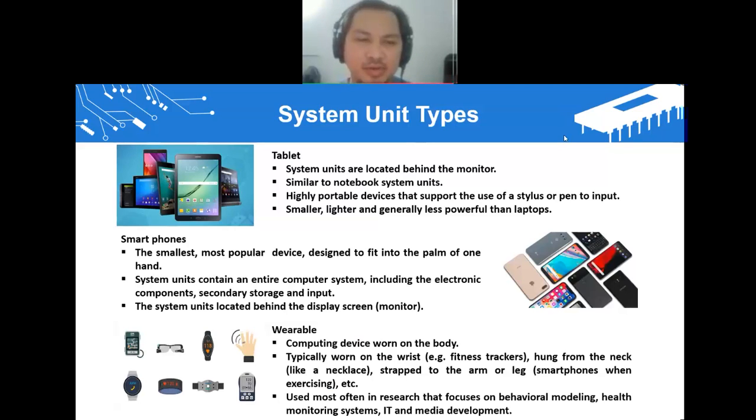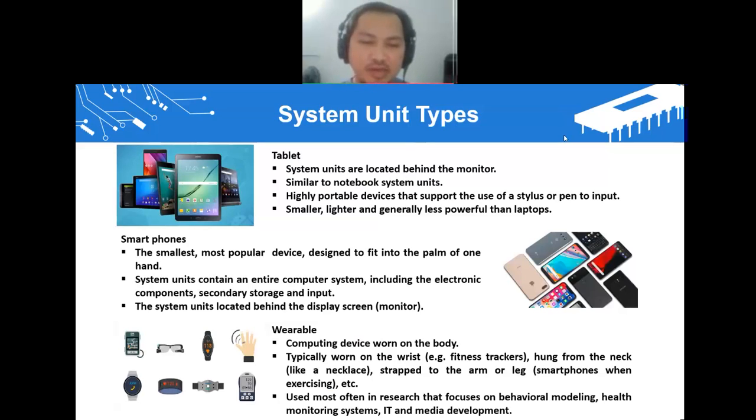The next system unit type is the smartphone. Smartphone is the smallest, most popular device designed to fit into the palm of one hand. The system unit contains an entire computer system, including the electronic components and also secondary storage and input. The system unit is located behind the display screen, that is the monitor.